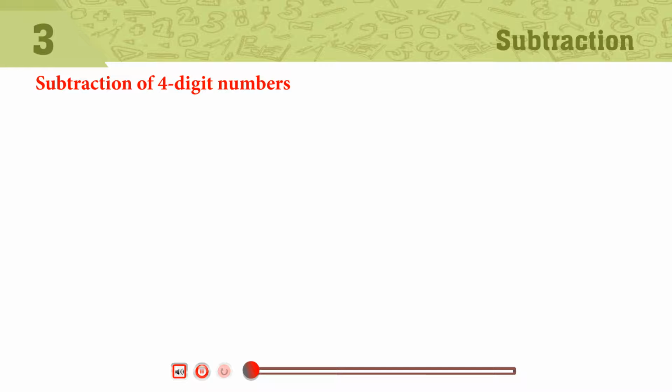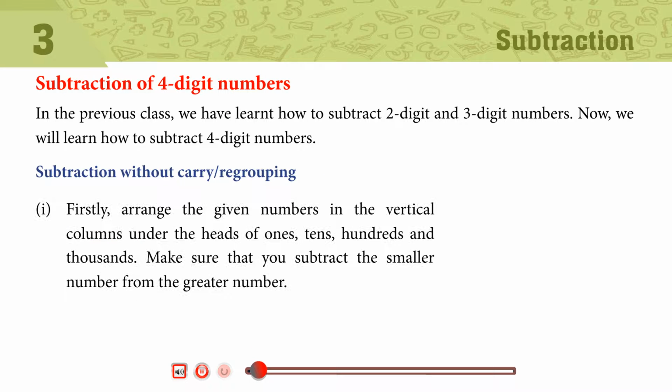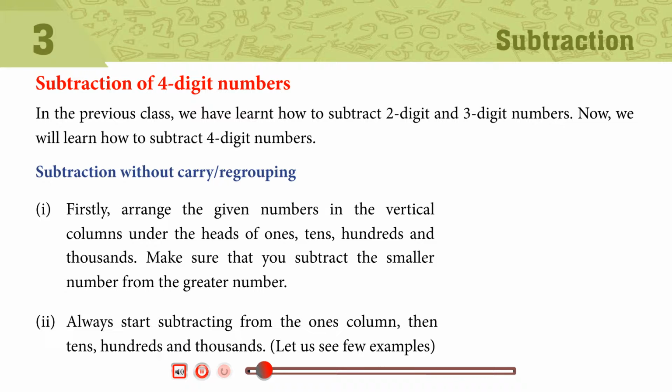Subtraction of 4-digit numbers. In the previous class, we have learned how to subtract 2-digit and 3-digit numbers. Now we will learn how to subtract 4-digit numbers. Subtraction without carry, regrouping. Firstly, arrange the given numbers in the vertical columns under the heads of ones, tens, hundreds and thousands. Make sure that you subtract the smaller number from the greater number. Always start subtracting from the ones column, then tens, hundreds and thousands. Let us see a few examples.